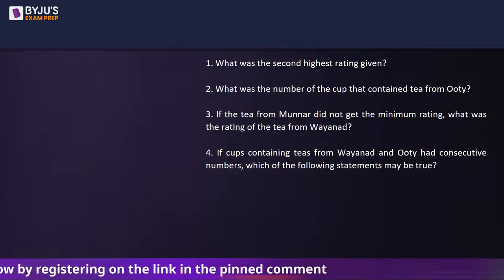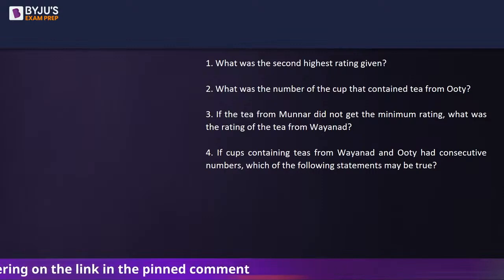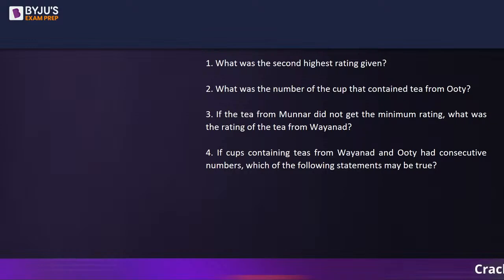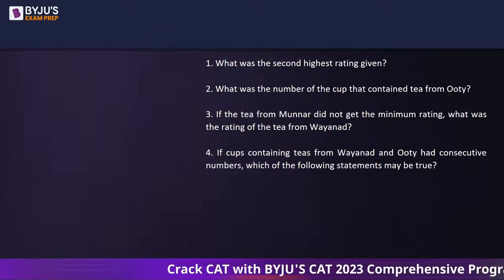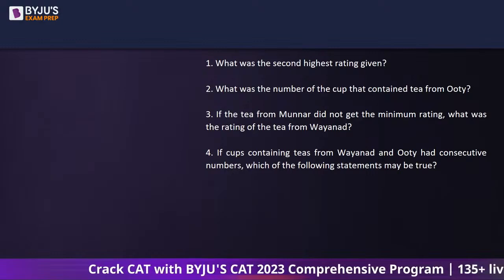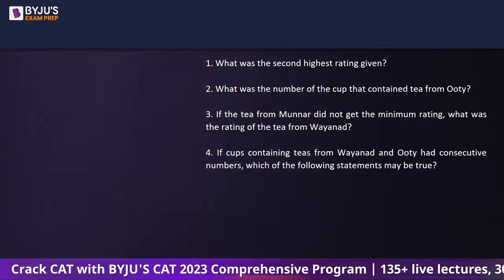So going through the questions, it gives us a fairly good idea that we need the entire combination of the location, the cup number, and the rating given to it. Also, reading question number 3 and 4, it tells us that we will not be able to get everything in line, as in there are going to be certain combinations that we will not be able to solve. So we should be prepared for it.